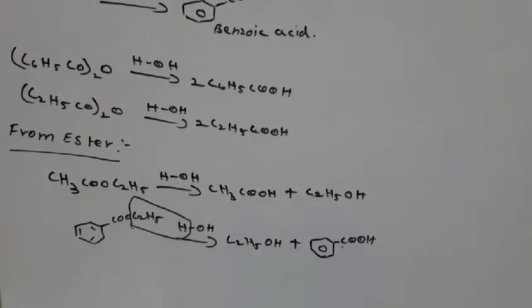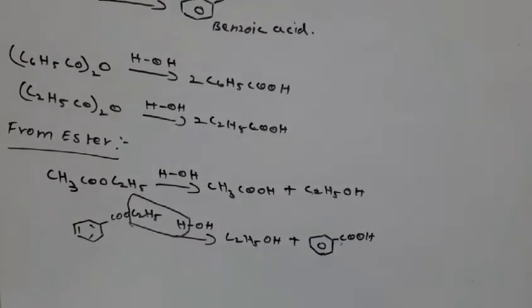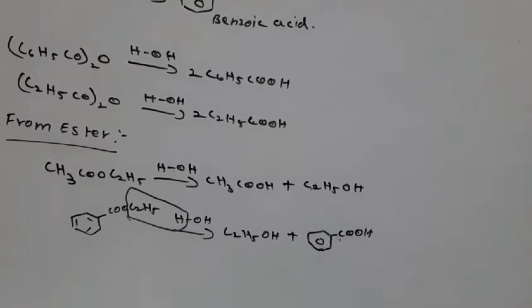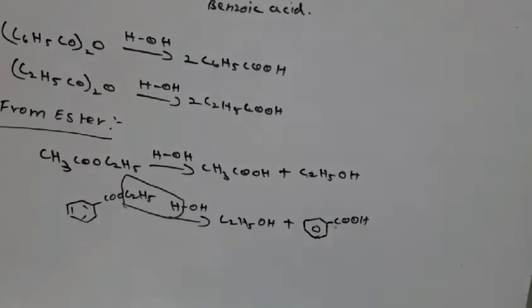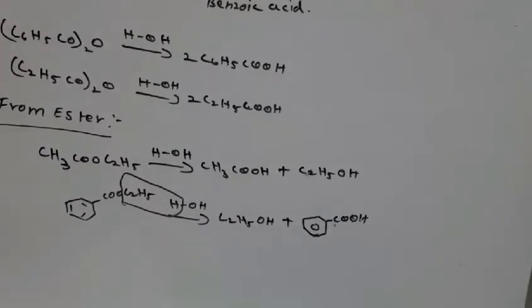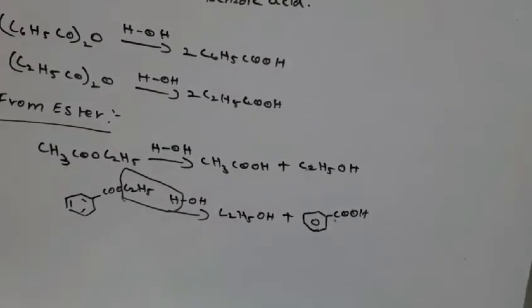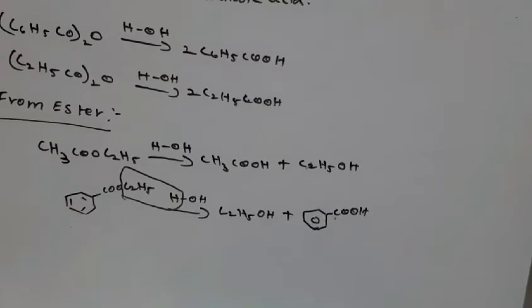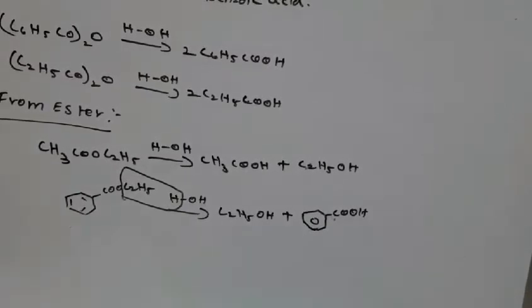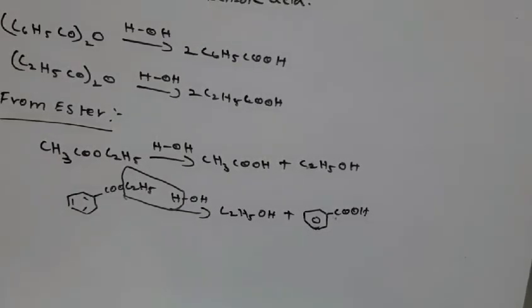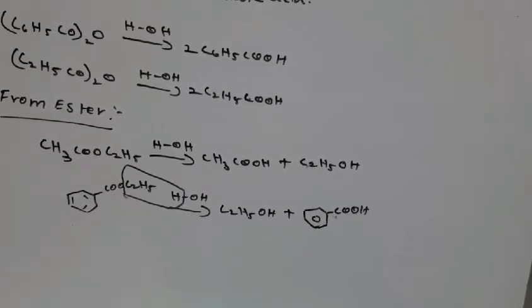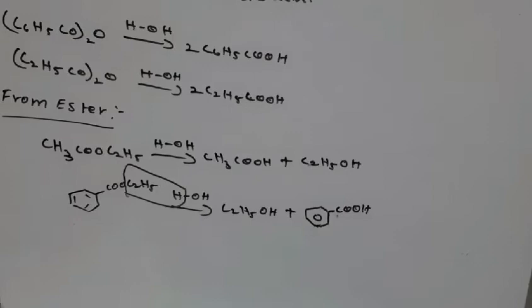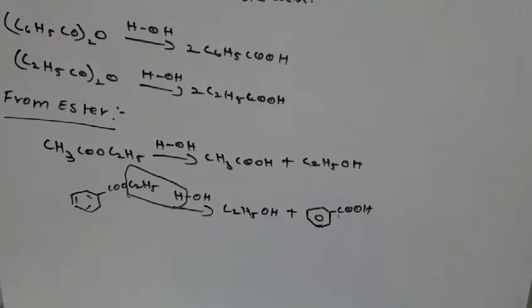Very easy. Then the physical properties: the lower members of carboxylic acids, with few carbon atoms, are colorless and viscous with an offensive smell, a particular carboxylic smell. The higher carboxylic acids, including benzoic acid, are odorless and colorless. They are crystalline solids.